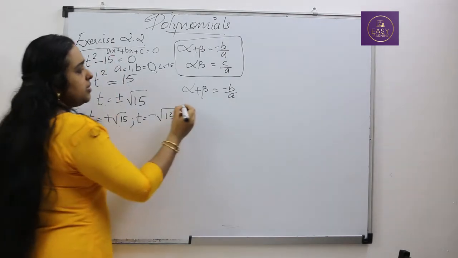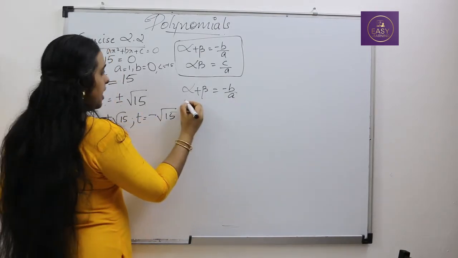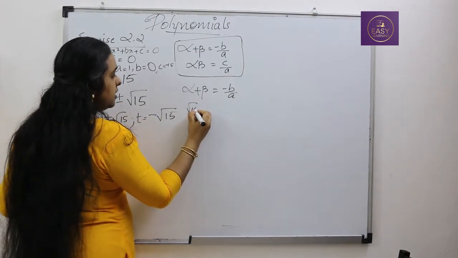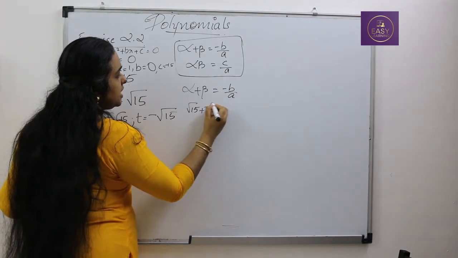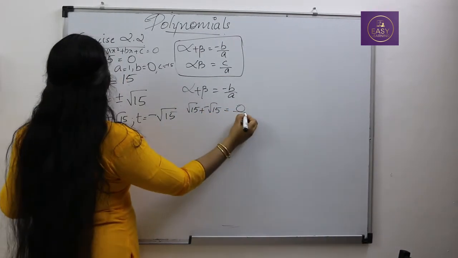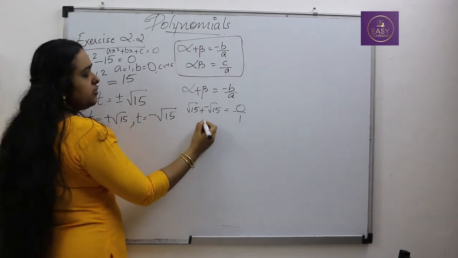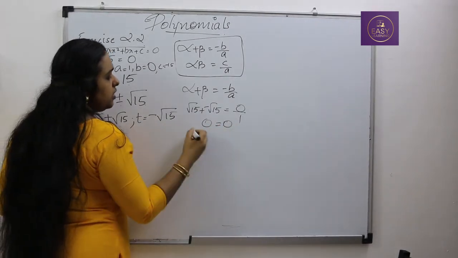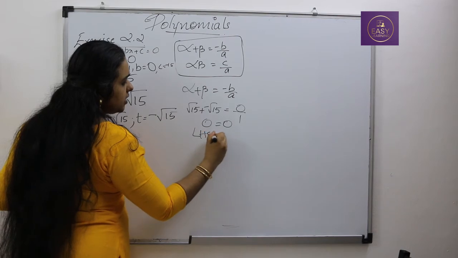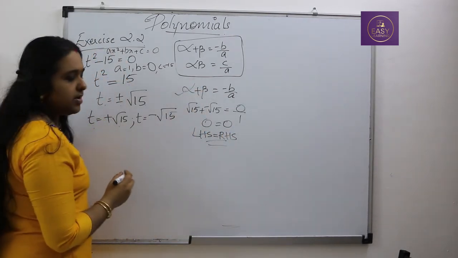Okay? Alpha plus beta equals minus b by a. What is alpha and what is beta? Alpha is root 15. Beta is minus root 15. What is b? B is 0 by 1. Root 15 minus root 15 is 0. 0 equals 0. That is LHS equals RHS. Isn't it? This is verified.